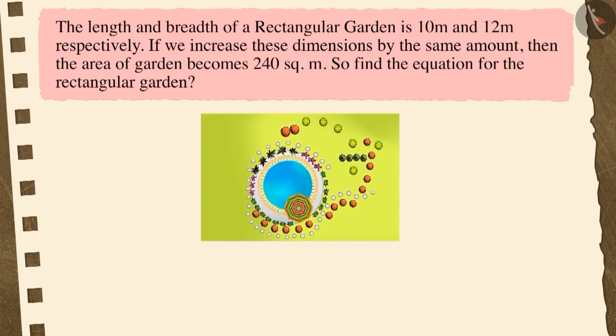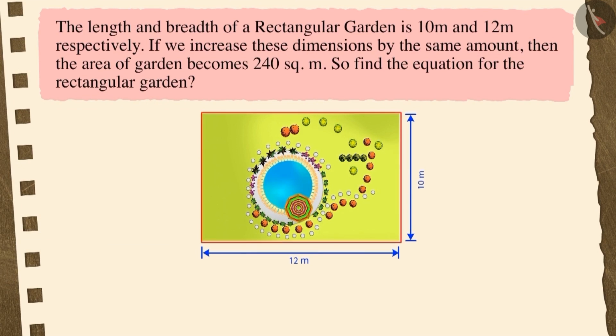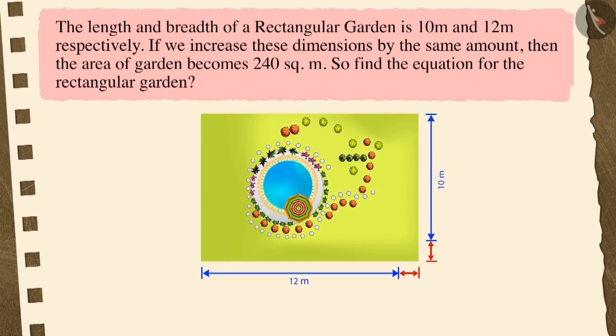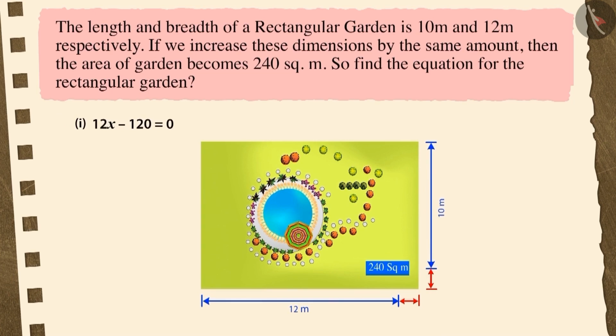The length and breadth of a rectangular garden is 10 meter and 12 meter respectively. If we increase these dimensions by the same amount, then the area of the garden becomes 240 square meter. Find the equation for the rectangular garden. To solve this question, pause the video and match your answer.